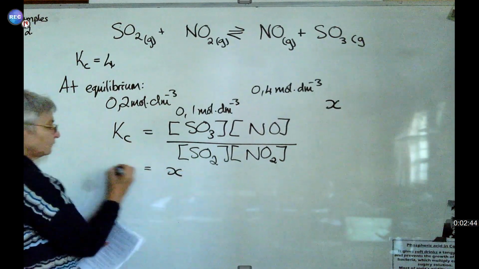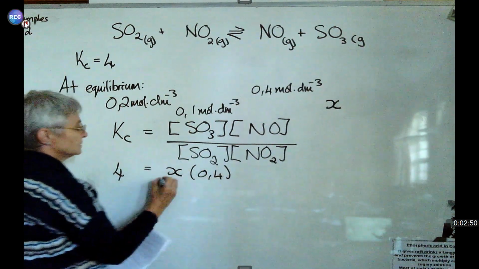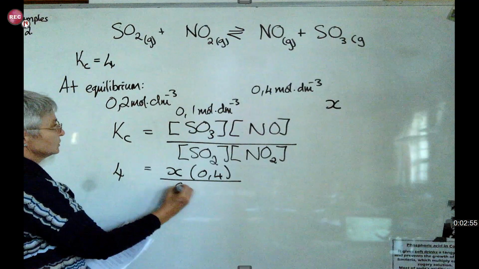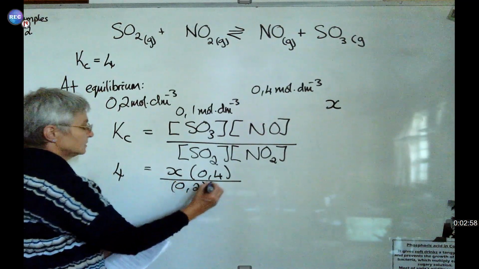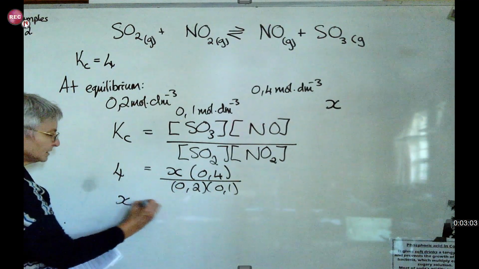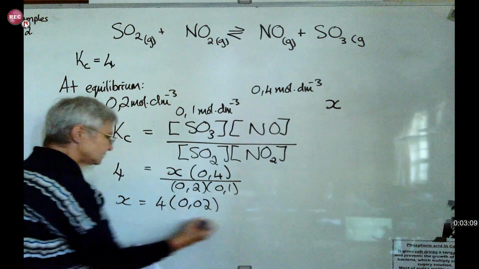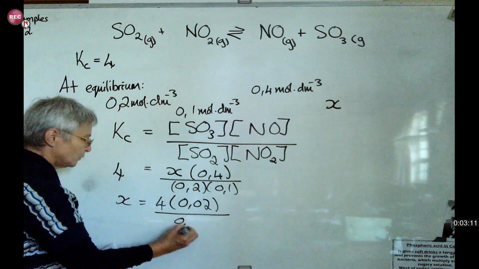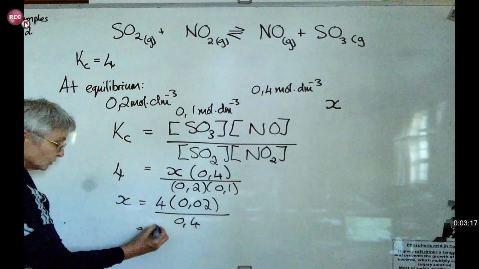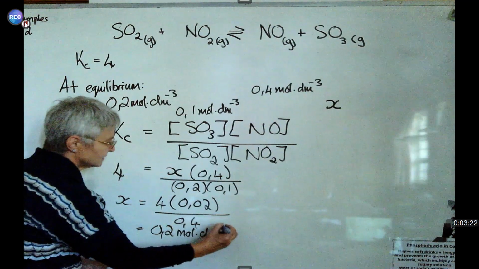So 4 equals x times 0.4, divided by 0.2 times 0.1. So x would be equal to 4 times 0.02, divided by 0.4, which gives us 0.2 mole per cubic decimeter.